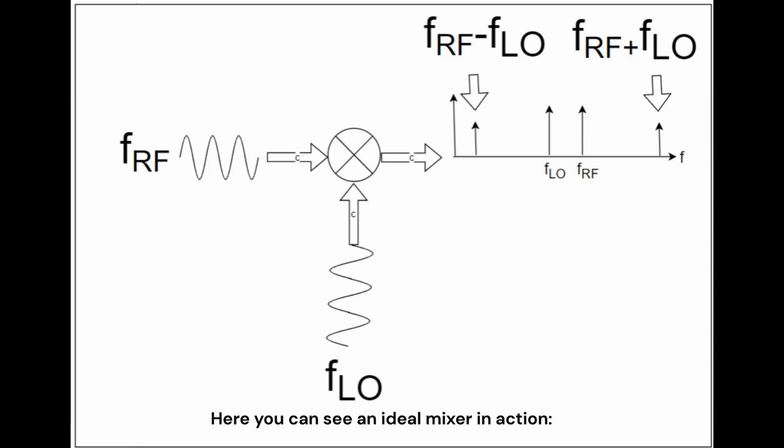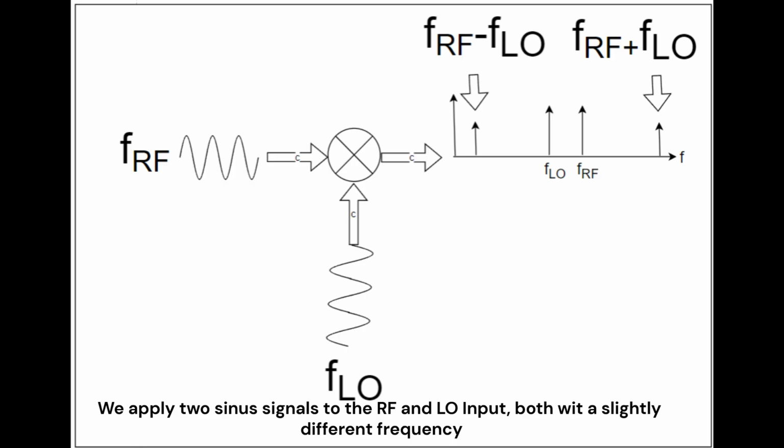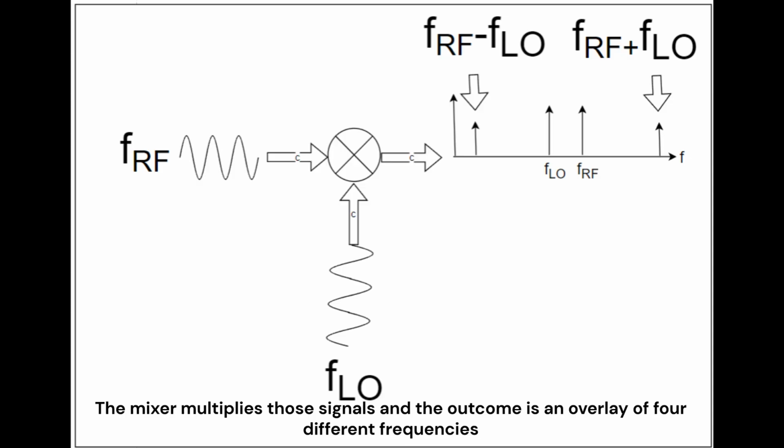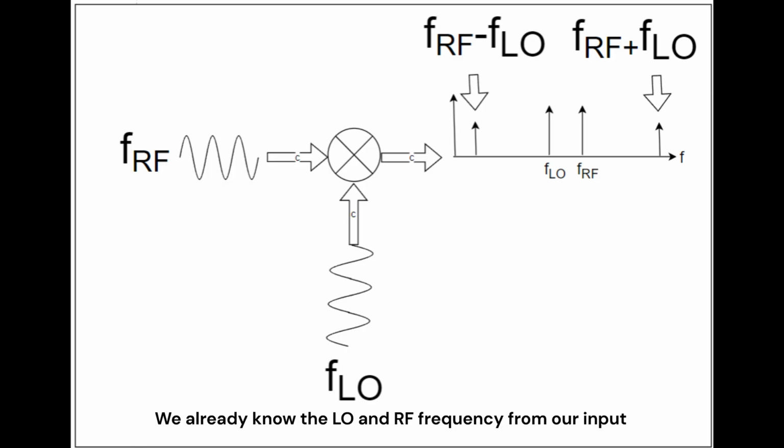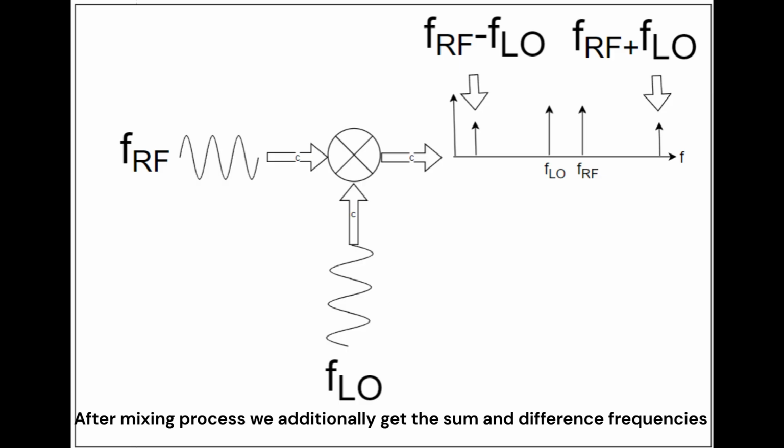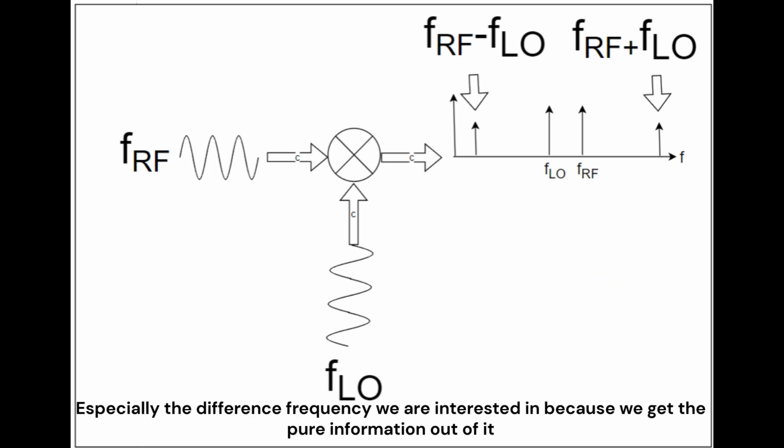Here you can see an ideal mixer in action. We apply two sinus signals on the RF and LO input, both with a slightly different frequency. The mixer multiplies those signals and the outcome is an overlay of 4 different frequencies. We already know the LO and RF frequency from our input. After the mixing process, we additionally get sum and difference parts, especially the difference frequency we are interested in, because from there we get pure information out of it.